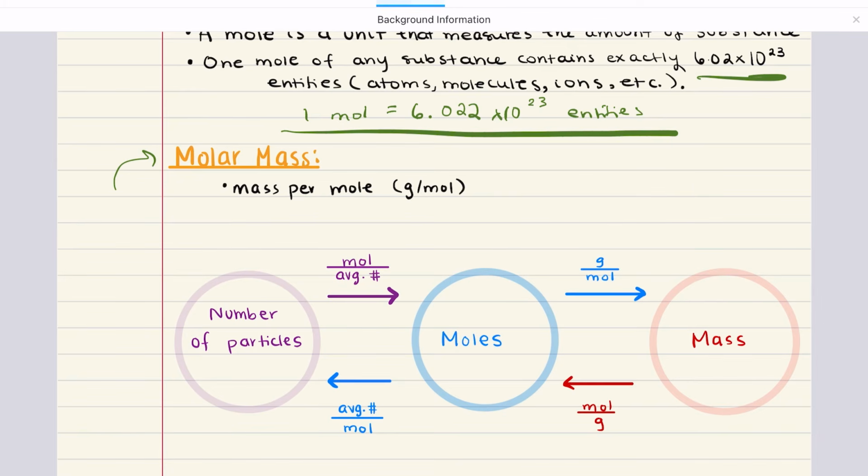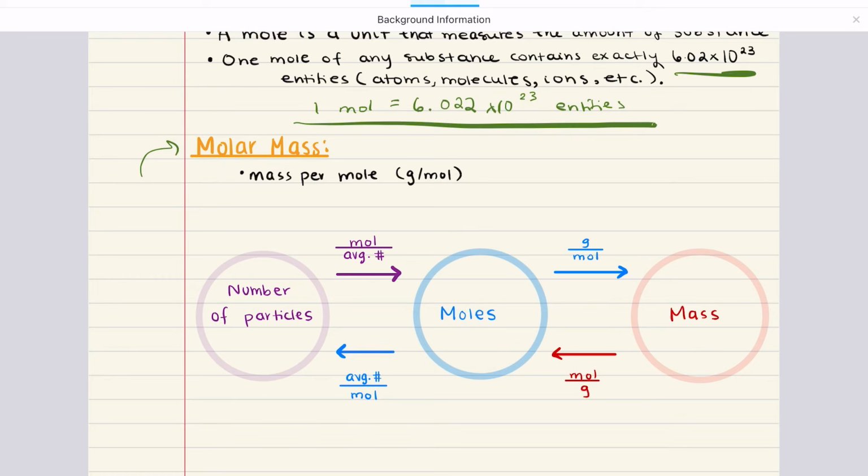Molar mass is the mass of 1 mole of a substance, element, or compound, and it's expressed in grams per mole. Now that we have defined these 3 terms, how do we connect them all together? And by that I mean, how do we convert from one form into another?